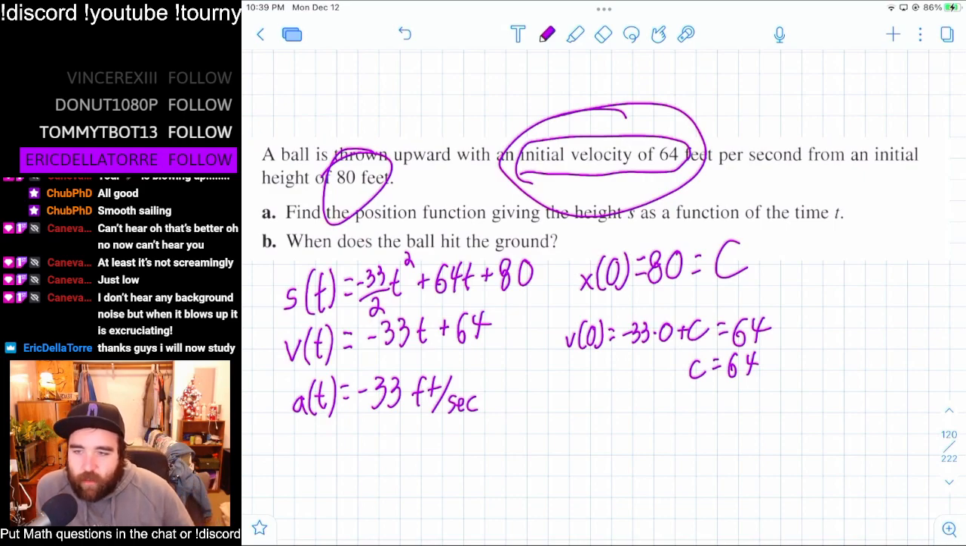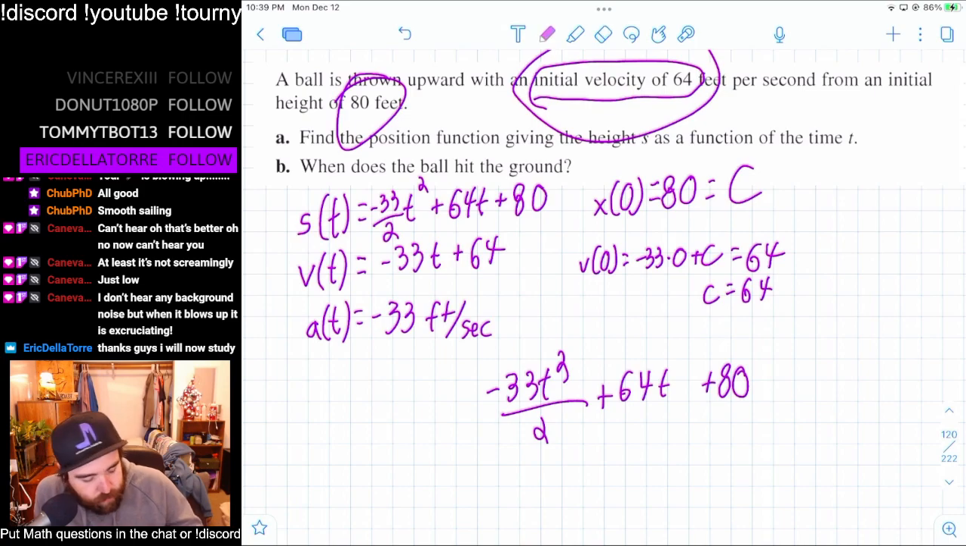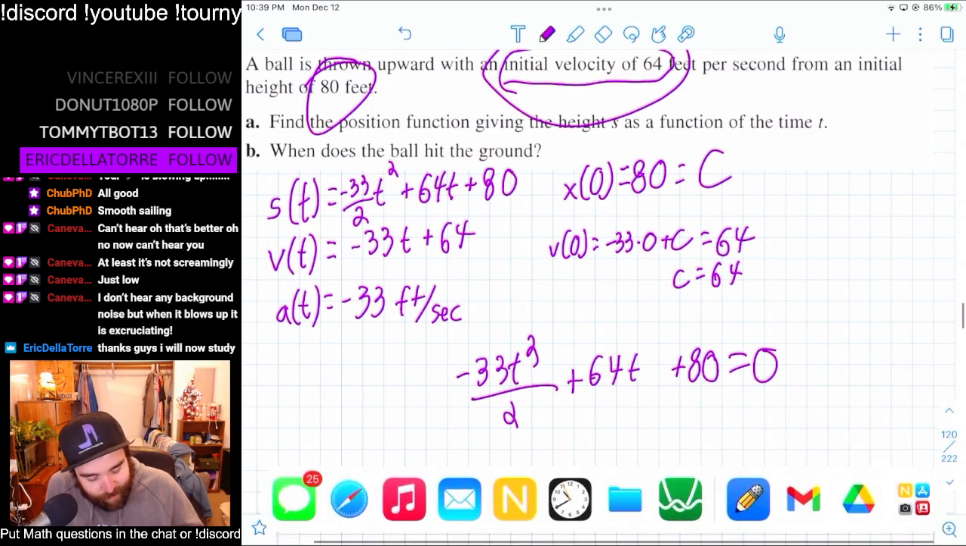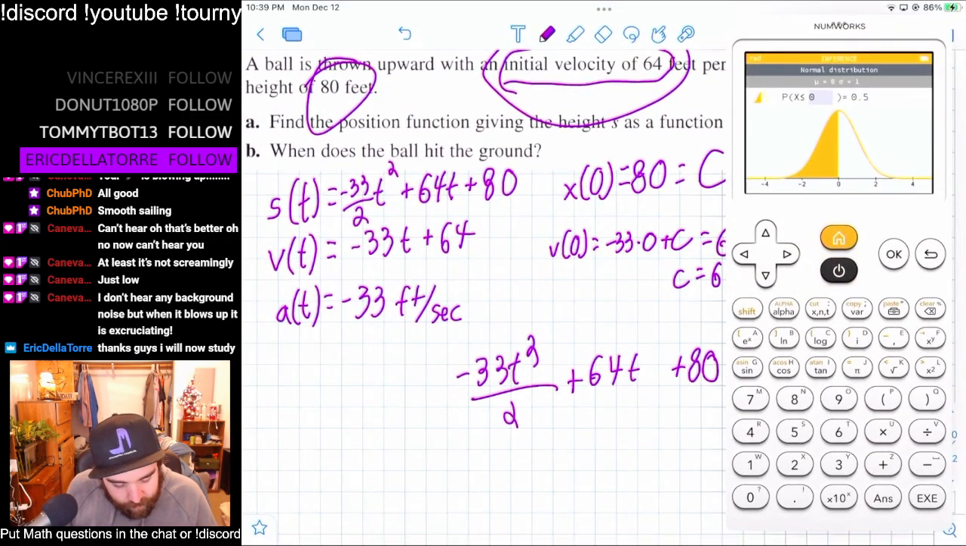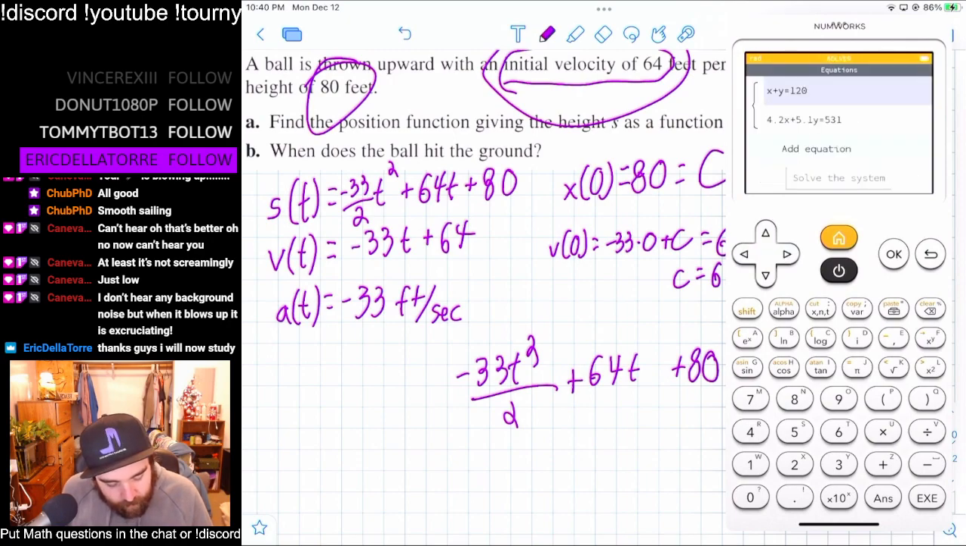So now, when does the ball hit the ground? Well, we know the ball's going to hit the ground. What's the height when the ball hits the ground? 0, right? So that's what we're going to do, set that equation equal to 0. And I really don't think they want you to use your head here. I think they just want you to plug this in and solve for it. So let's go to Classic Numworks. Let's solve it.